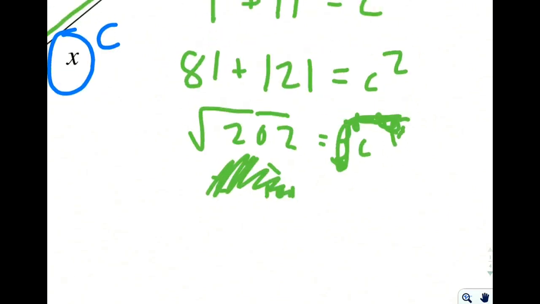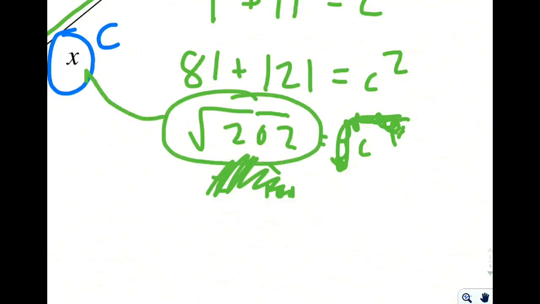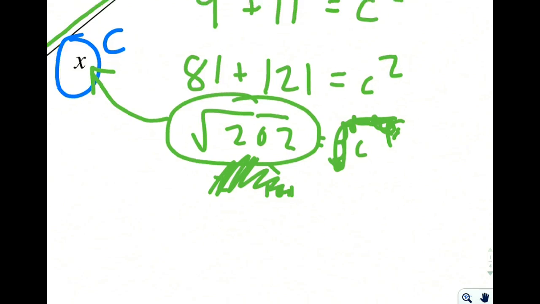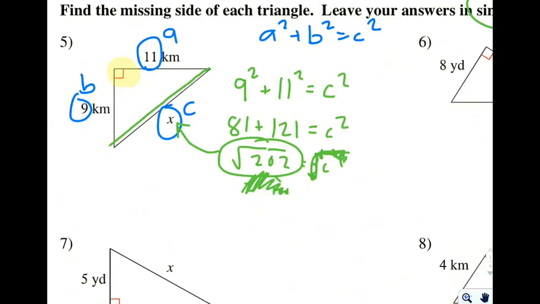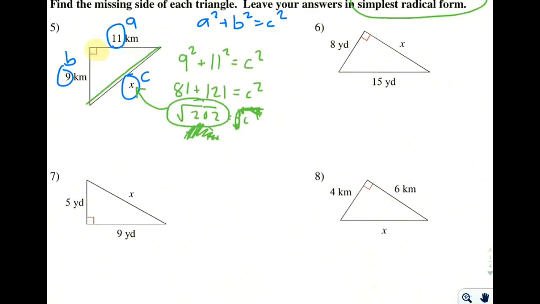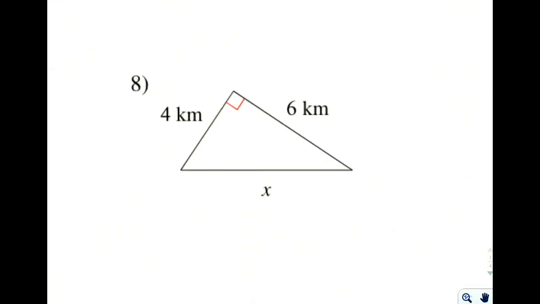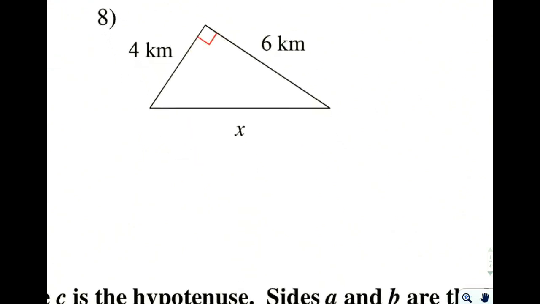So our final answer in simplest radical form is going to be this giant number, the square root of 202. And that's c, which in this case is actually x. So I'm going to draw a little arrow to that. Let's try one more problem here. If we go down to number 8, we can do the same type of thing.